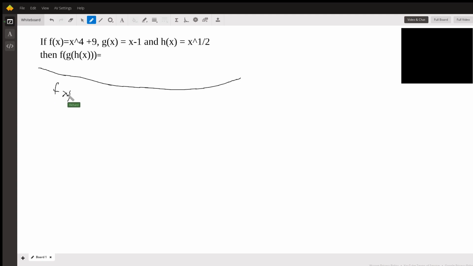So f of x is x to the fourth plus 9, g of x is equal to x minus 1, and h of x is square root of x. Now what they want is f of g of x. Okay. So let's go and find that.